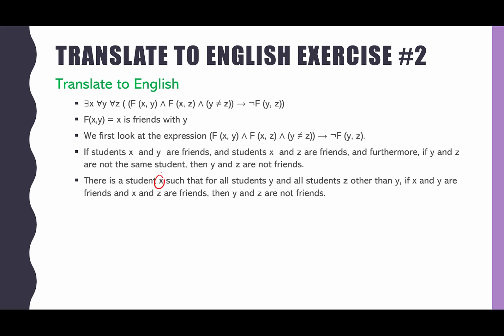We're saying there is some student X, which we called Bob, such that for all students Y and all students Z, other than Y, why is it other than Y? Because Y and Z are different people, right? If X and Y are friends and X and Z are friends, then Y and Z are not friends. In other words, there is a student, none of whose friends are also friends with each other. Okay? How do we feel about this last one?